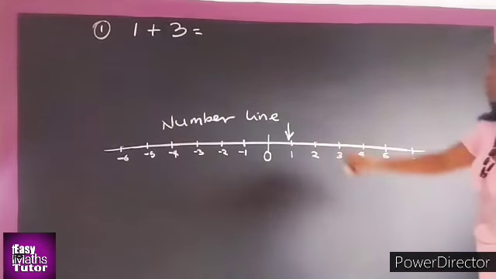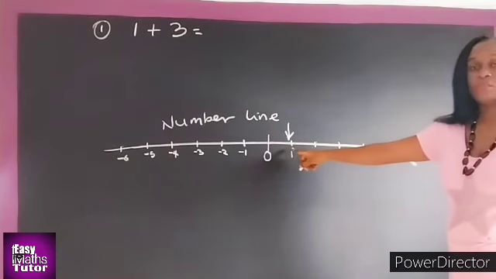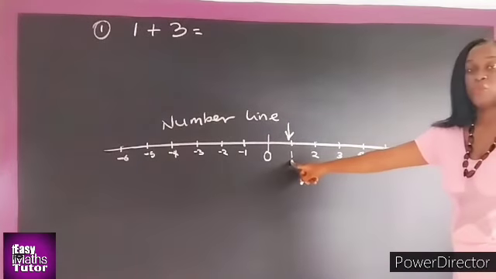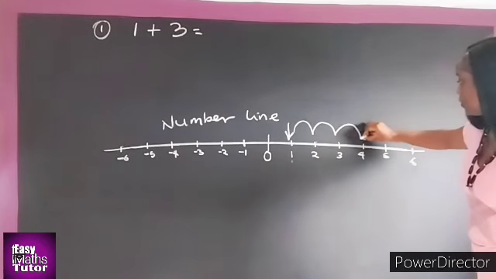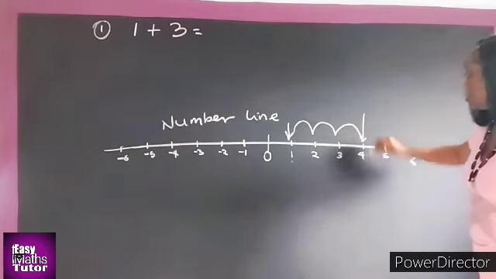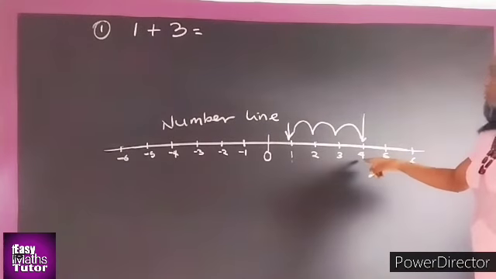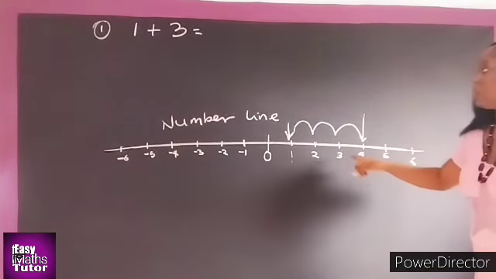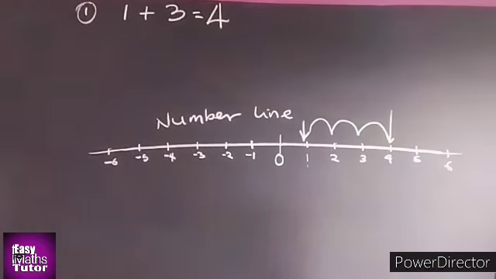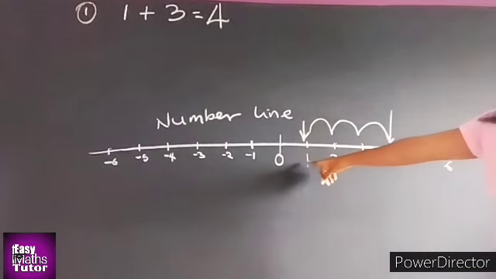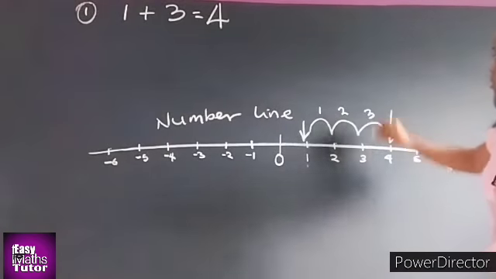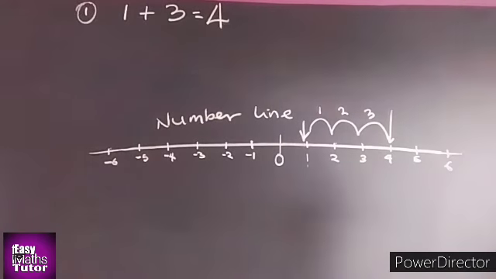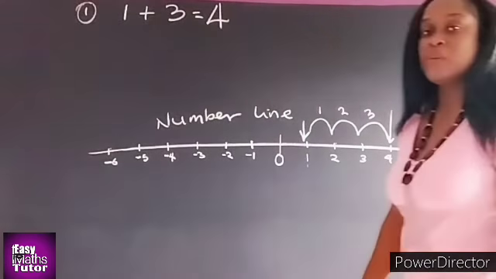If we're adding 3, we're going to count 3 from 1, starting from 1, right? So we'll have 1, 2, 3. So we hopped onto 4 after counting 3. Therefore, 1 plus 3 will give us 4. We started from 1 and counted 3 times on the number line. So let's do some other problem.